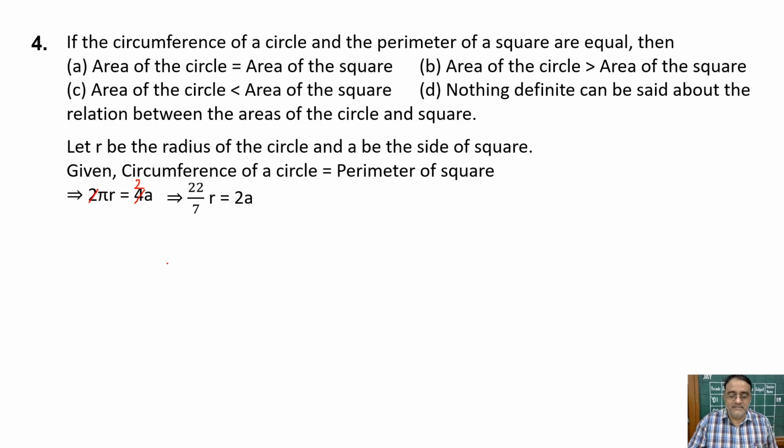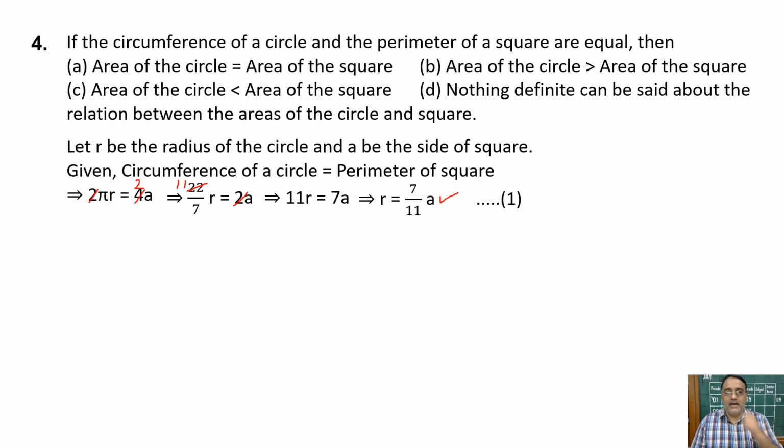This step is clear? Yes, sir. ये भी देखो यहाँ पे cancel कर सकते हैं. We'll get 11 and we can cancel this 2 also. So we'll get 11 r is equal to 7a. So r is equal to 7 upon 11 a. Let it be equation number 1. This is clear?